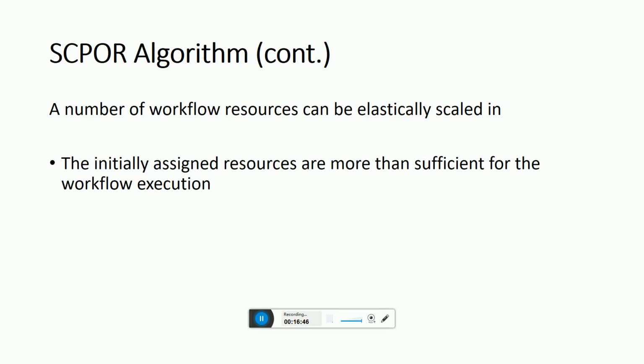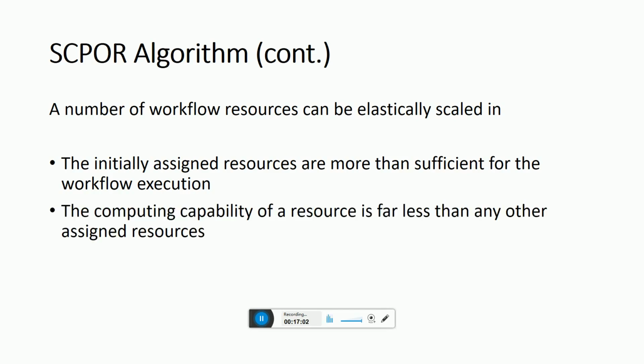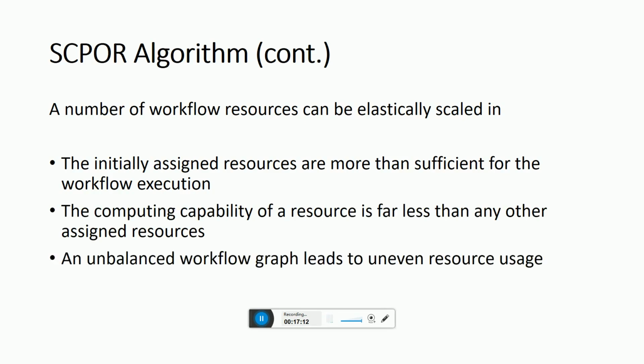One is the initially assigned resources are more than sufficient for the workflow execution. This is basically over provisioning. Another is the computing capability of a resource is far less than any other assigned resource. This is also under provisioning. And an unbalanced workflow graph leads to uneven resource usage. For example, a large number of resources are only needed at the beginning of the execution.